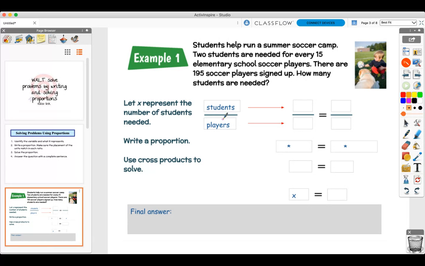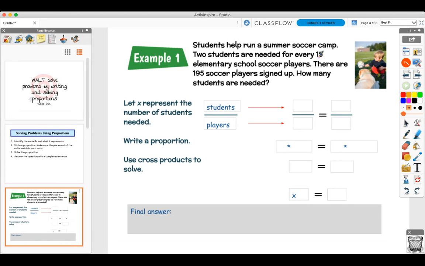So notice how I actually created a guide that I'm using for my proportion that I will write over here, where I put students on top and players on the bottom. So that's how I'm going to line up everything. My numerators are all going to be students and my denominators are all going to be players. And we're going to say X represents the number of students needed.